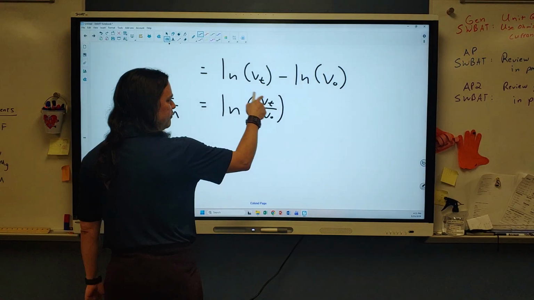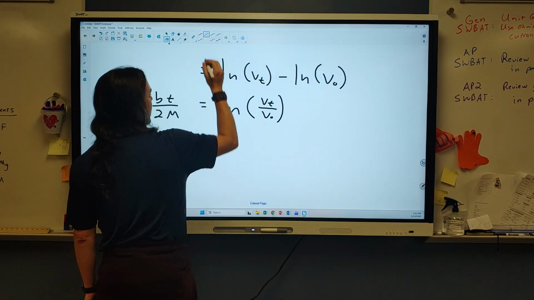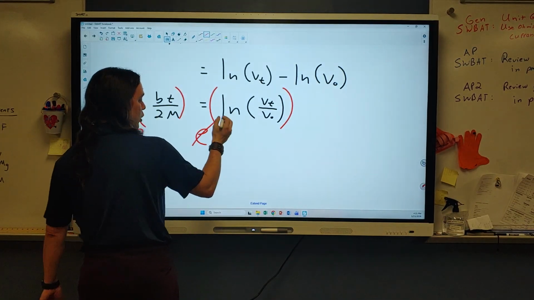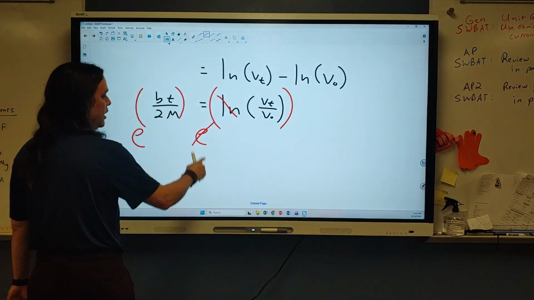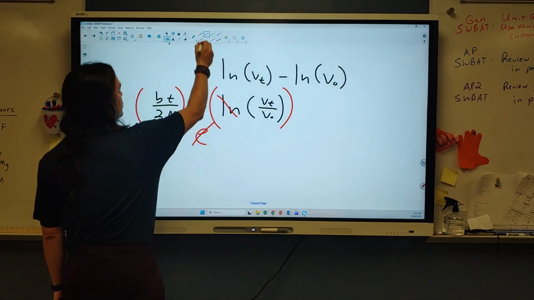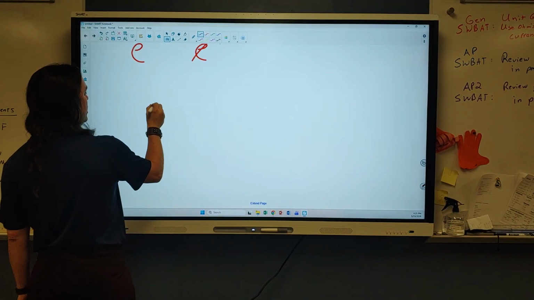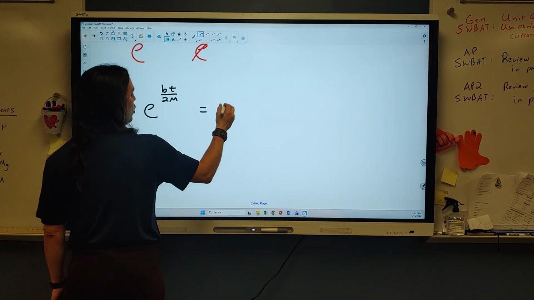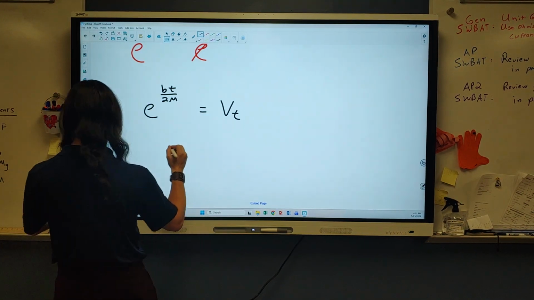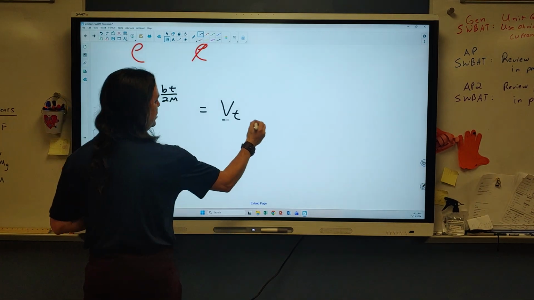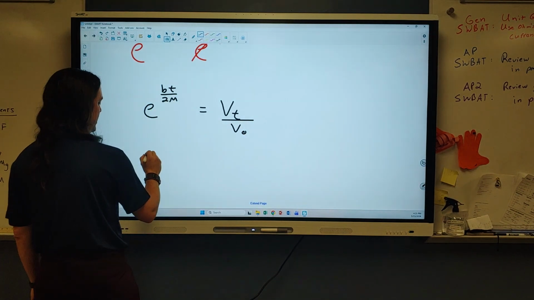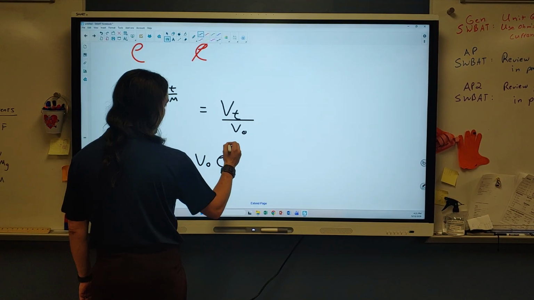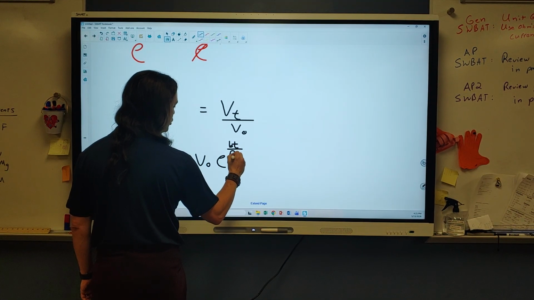Okay, I need to get vt out of this natural log. So I undo that by taking e raised to both sides. E and natural log are going to cancel each other out, and I get my next step. E raised to the bt over 2m equals vt divided by v naught. I can multiply both sides by v naught, and I end up with almost the answer that we're looking for. This is what I did earlier today, bt over 2m.